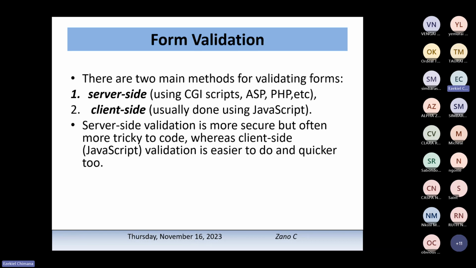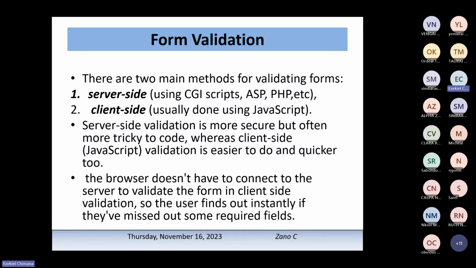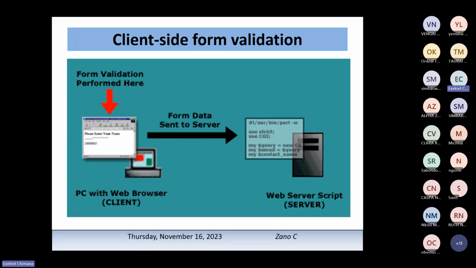So server-side validation is more secure, but often more tricky to code, whereas client-side validation with JavaScript is easier to do and quicker too. The browser doesn't have to connect to the server to validate the form in client-side validation, so the user finds out instantly if they have missed out some required fields. So this is the client-side form validation, and this is how you do it. It's very simple.